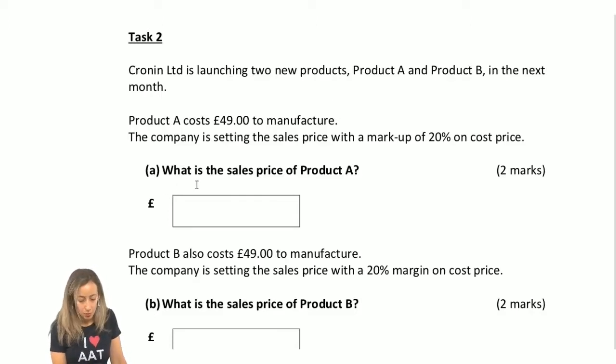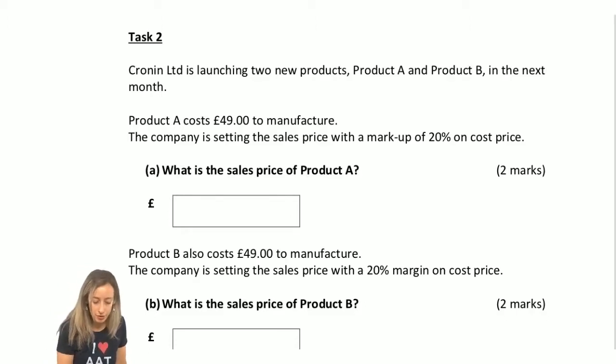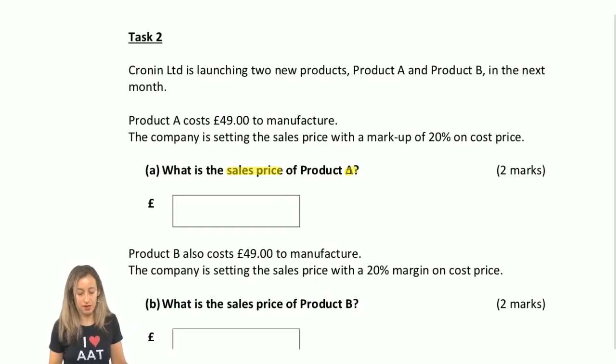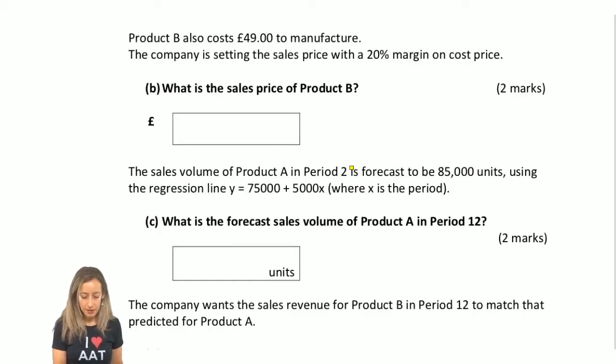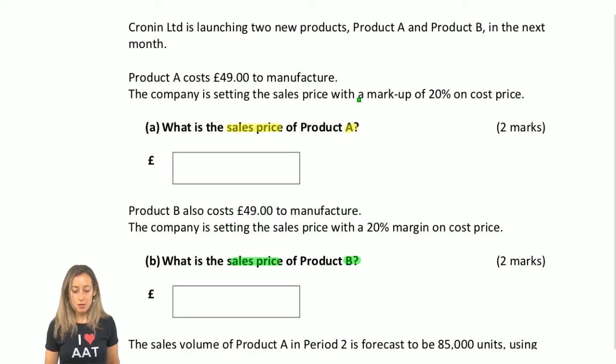And it goes, what is the sales price of product A? Okay, interesting thing. We need to calculate sales price and the product we have is called A. That shouldn't be too hard, should it? But let's have a look at the rest of the requirements. We've got here product B, and then we are told that we need to find out the sales price of product B as well. So more pricing here.